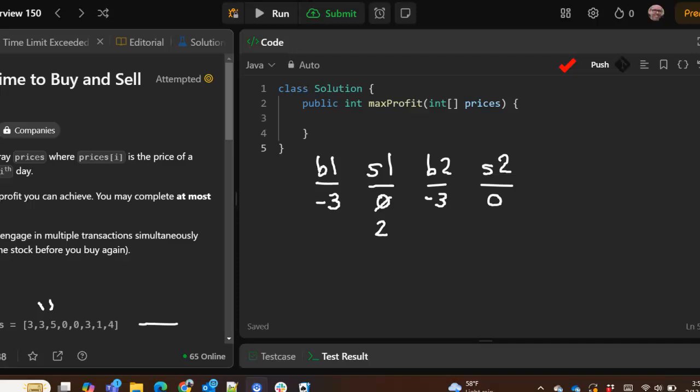The second buy balance is the max of whatever it is now, or the first sell profit minus the current price. 2 minus 5, still negative 3. So we leave that as is. The second sell profit is the max of the second sell profit, or the second buy balance plus the price. And the second buy balance is negative 3 plus the price at 5. We'll carry that through, and that is 2.